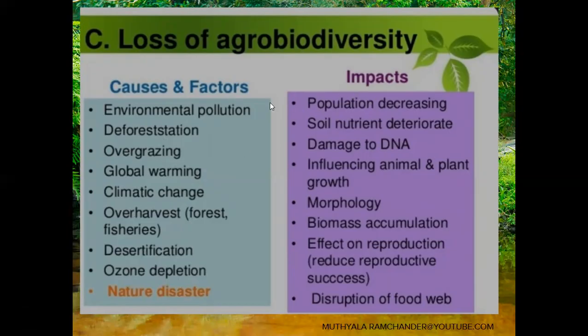These are impacts. By these factors and causes, the impacts are population decreasing, soil nutrients deteriorating, and damage to the DNA, influencing animal and plant growth, morphology, biomass accumulation, effect on reproduction, reduced reproductive success, and disturbance of the food web. The food web being disturbed is a major threat to the biodiversity.